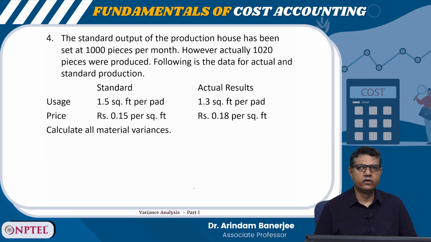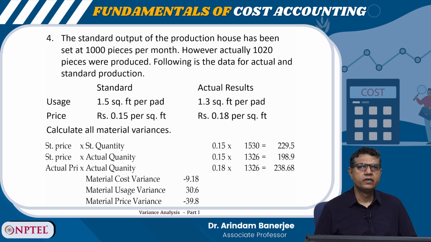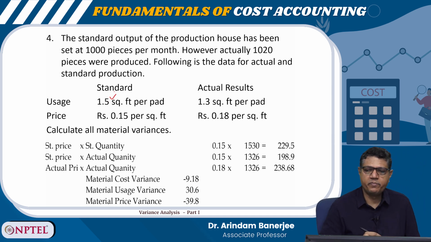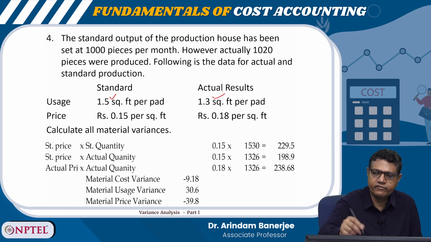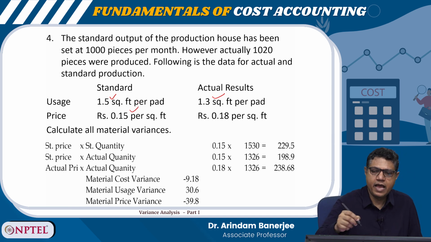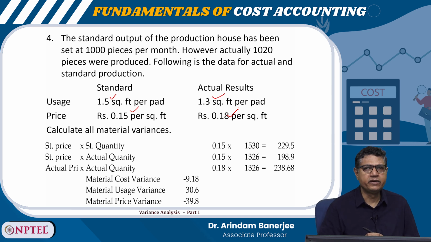This is one you can try yourself, this problem. So this is an exercise. So here you see the standard output of the production house has been set at 1000 pieces per month. However, actually 1020 units were produced. Following is the data for actual and standard production. So standard usage is 1.5 square feet per pad, actual is 1.3 square feet per pad, and price is 0.15 per square feet, and this is 0.18 per square feet. So you need to calculate the material variances.